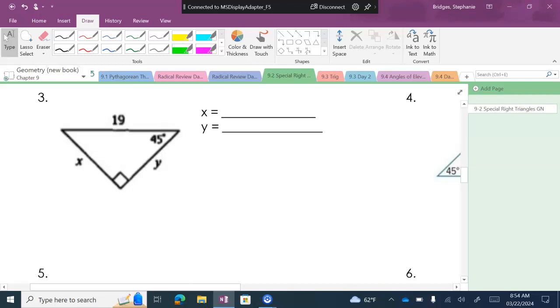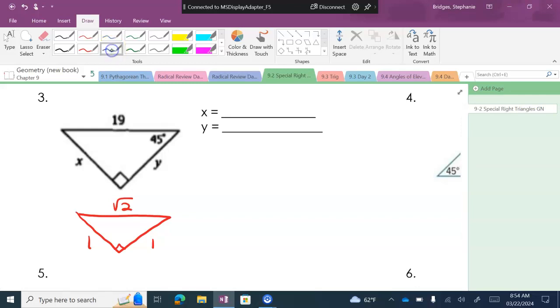Okay, we're going to draw our reference triangle just like the picture. My two legs are 1. My hypotenuse is the square root of 2. Ready?